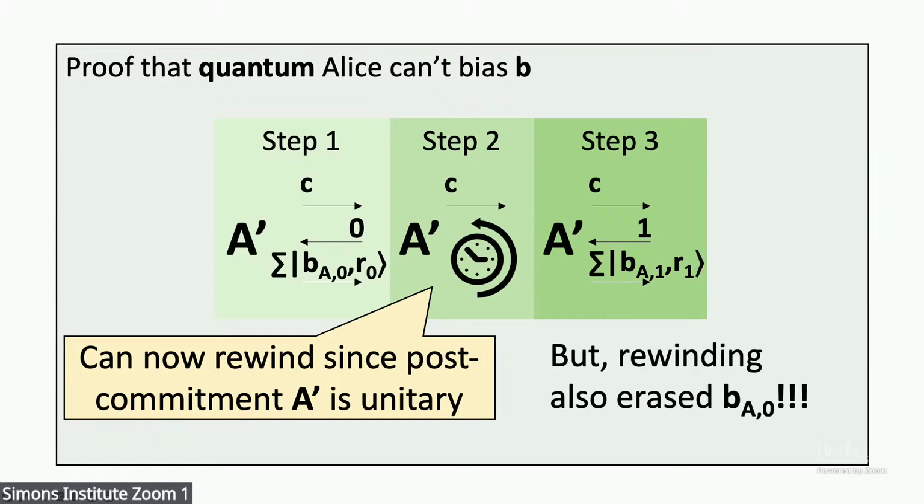But we're not done. We're far from done, because when we ran A prime to get the state, and then we rewound, we actually erased the state in the process of rewinding. Applying the unitary backwards just completely erased everything A prime did leading up to this point, including this value here. So right now, steps 1 and 2 just cancel each other out. We don't get anything useful out of it, and we only get this opening to 1.